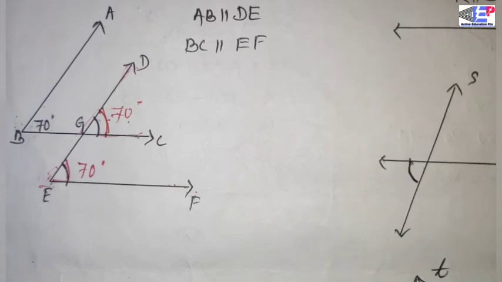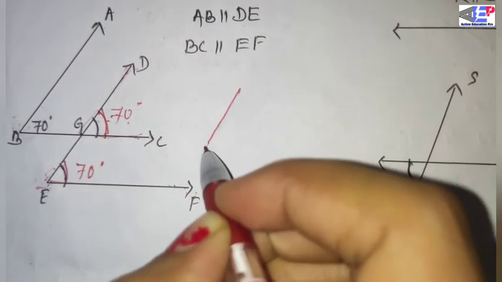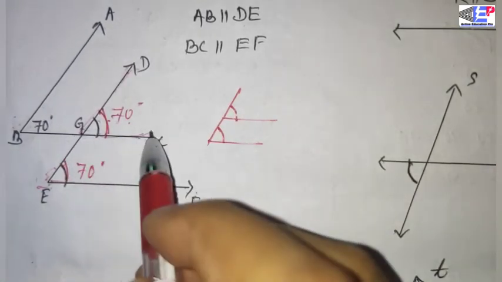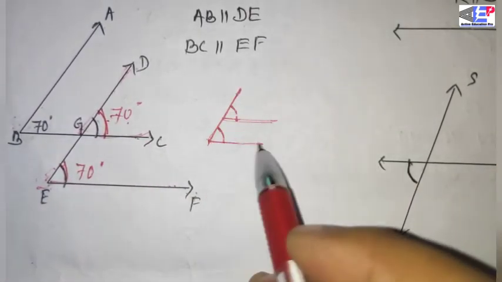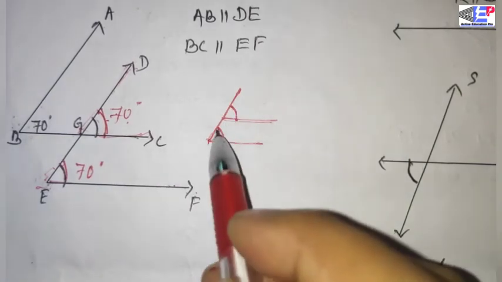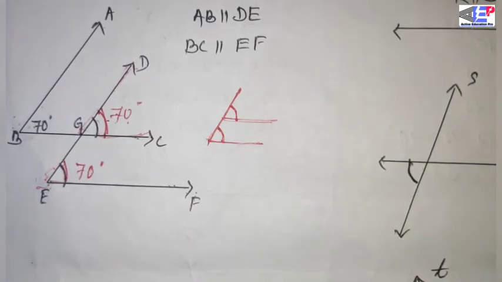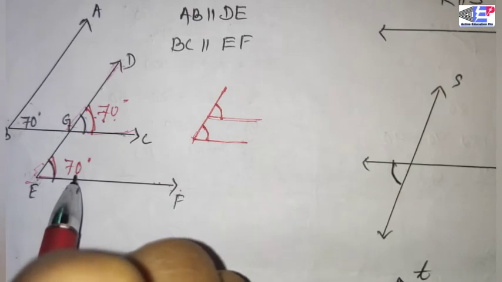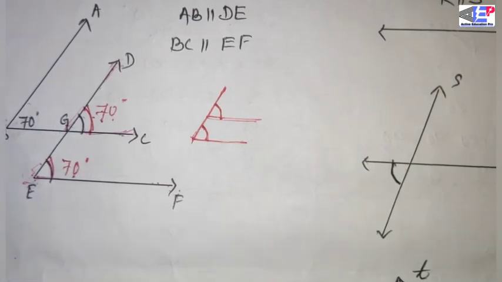Once again I repeat it, if the angle forms a structure like the English letter F, then it is a corresponding angle. Look here, the angle is like that. This angle and this angle, DGC and DEF. So these angles are corresponding angles and their values are equal as per the parallel lines and transversal line rules. So this is 70 and this is also 70 degrees. Then next, move on to the fourth one.